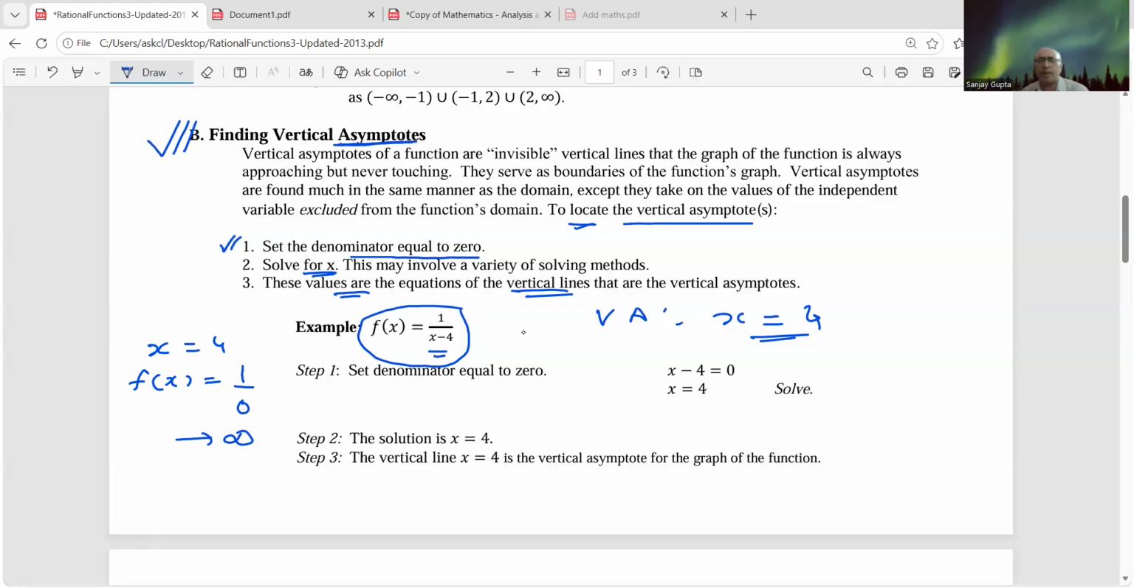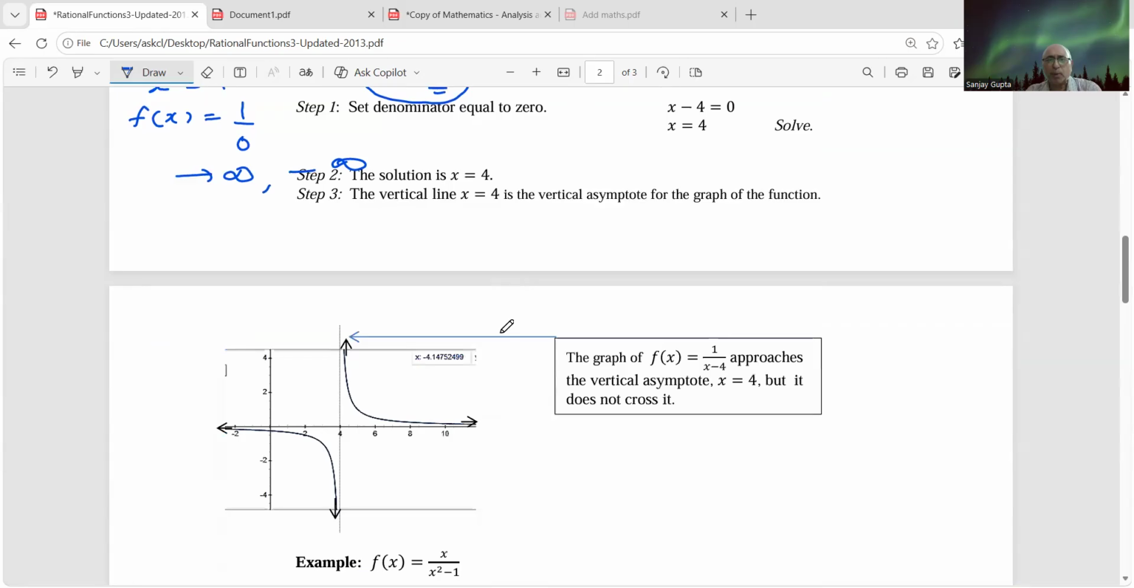So a vertical asymptote is that value of x which makes y, or f(x), go to infinity or minus infinity. If this was minus 1 on the top, then it would become minus infinity. Those values of x which make f(x) become infinity or minus infinity are called the vertical asymptotes, and they are obtained by setting the denominator equal to 0 and solving for x. All those values of x which make the denominator go to 0 are called vertical asymptotes.